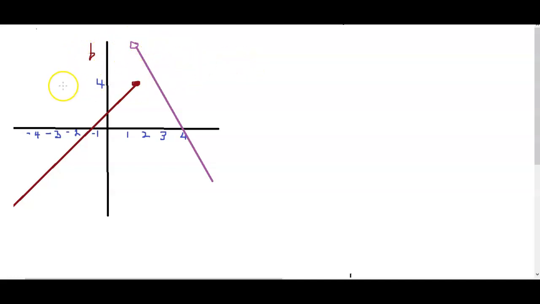If you approach 2 from the left, the limit is 4. Can you see? The limit is 4 when you approach it from here. When you approach it from here, the limit is 6. So basically, this means the limit does not exist for the whole piecewise function.